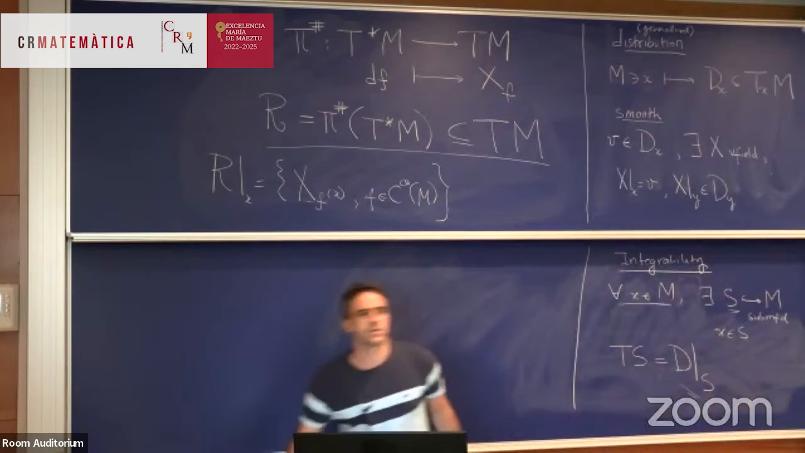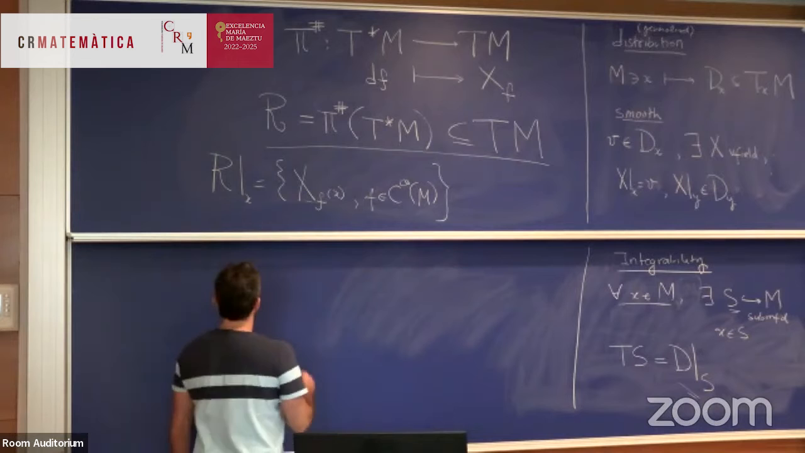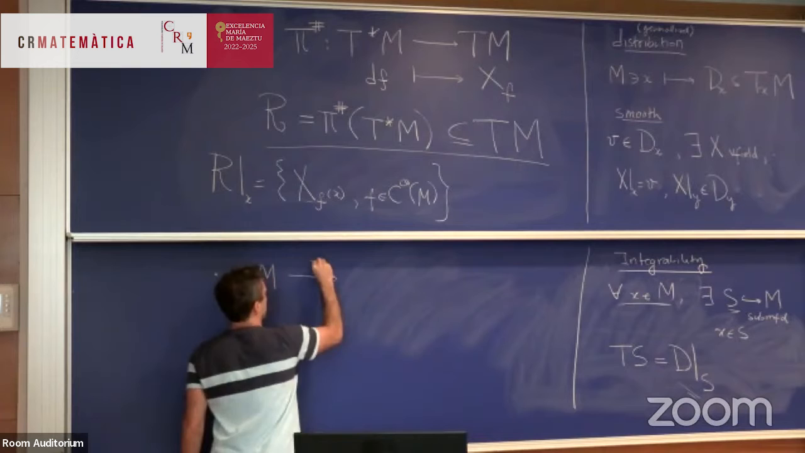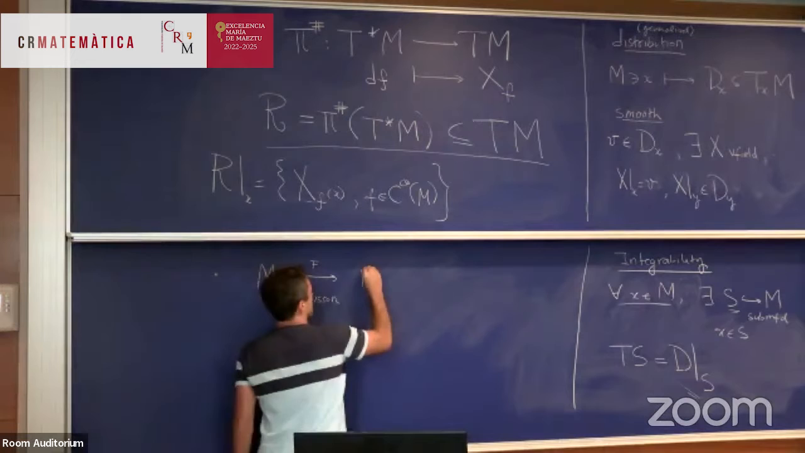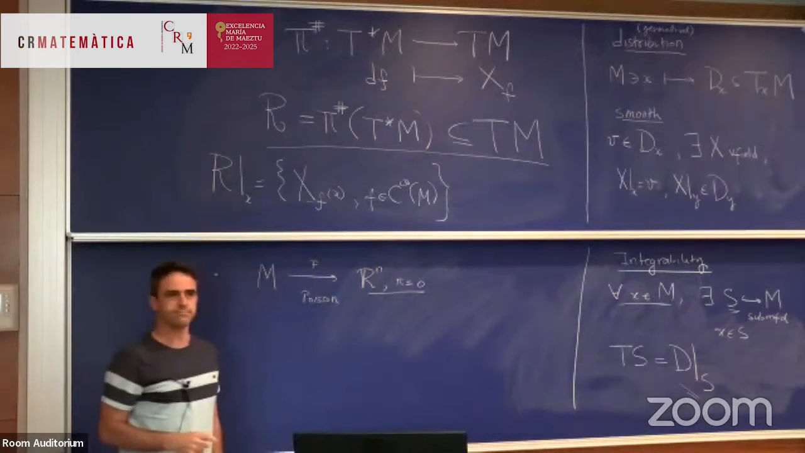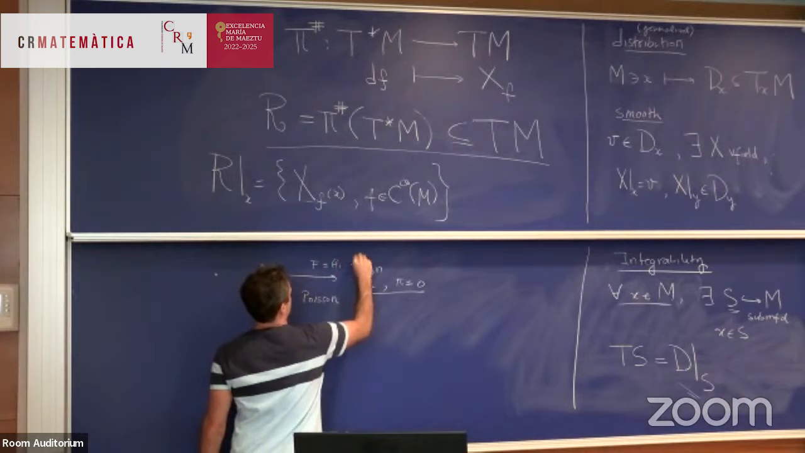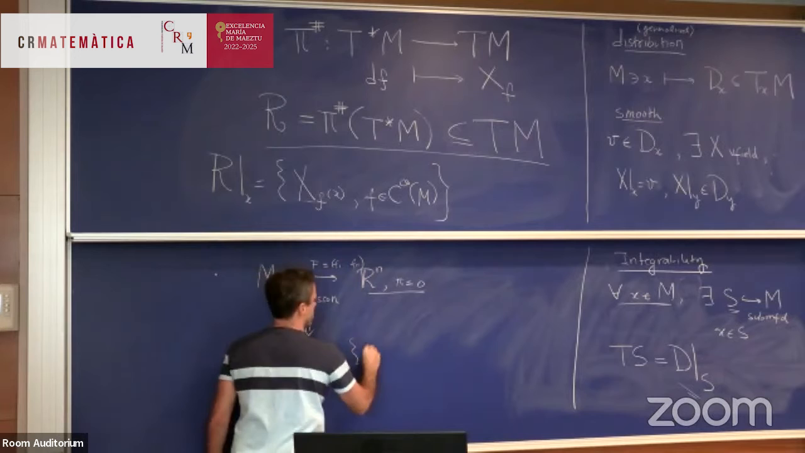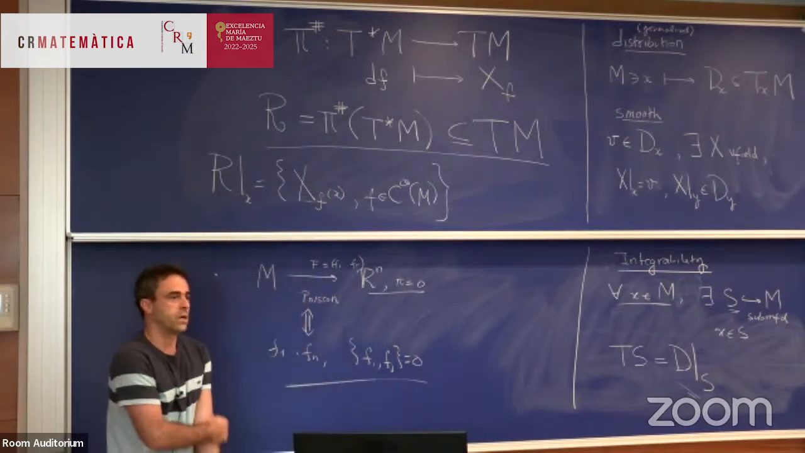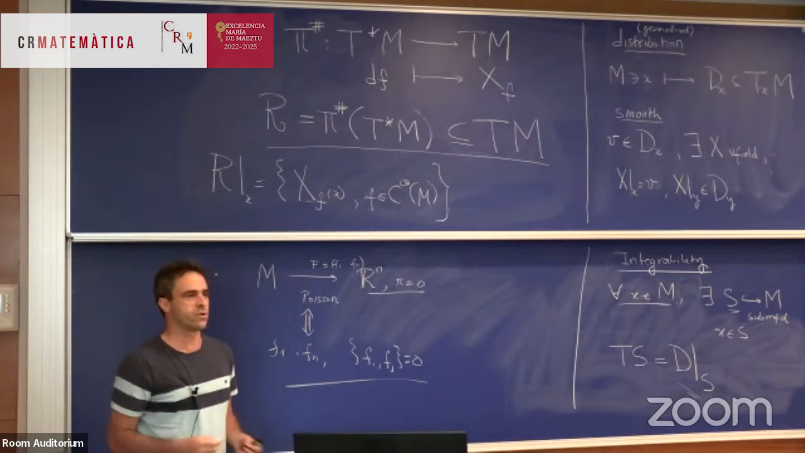So for example, if you consider a Poisson map from a Poisson manifold to Rn with the zero Poisson structure, this is the same thing as finding a collection of n functions that Poisson commute with each other, which is something, as I said, related to this integrability. So this zero Poisson structure does appear in concrete and non-trivial situations.